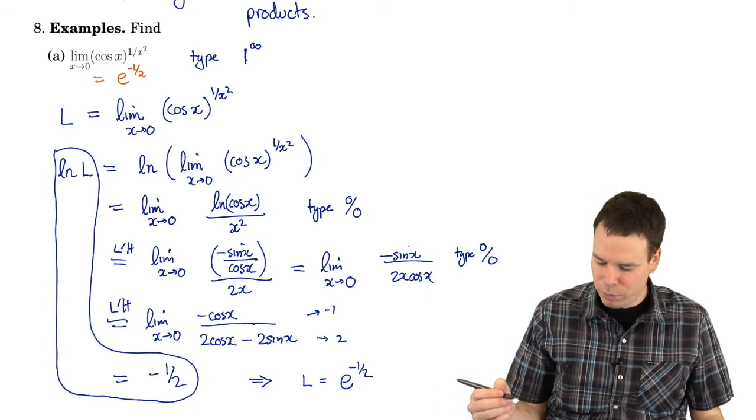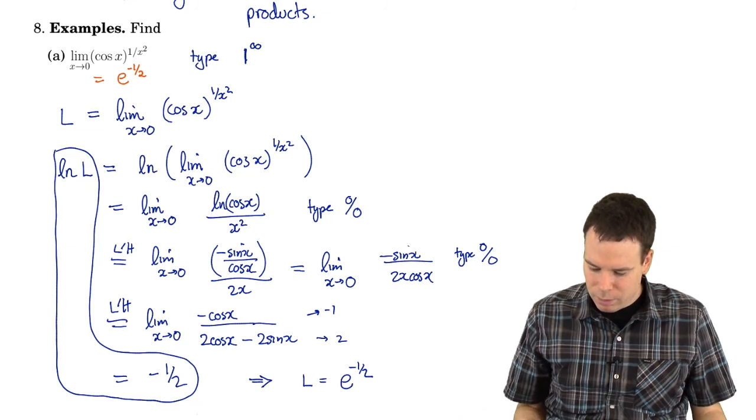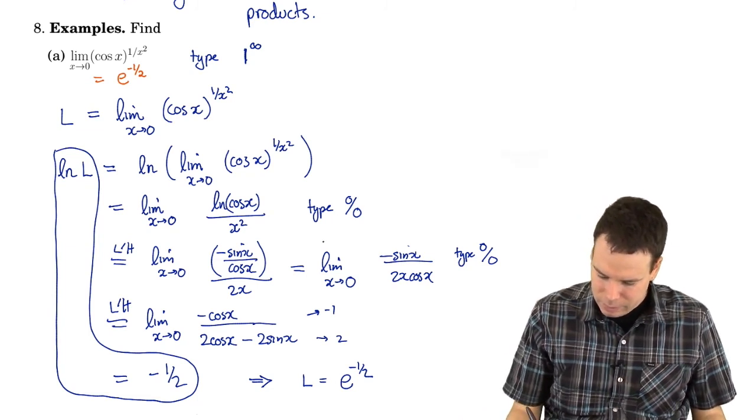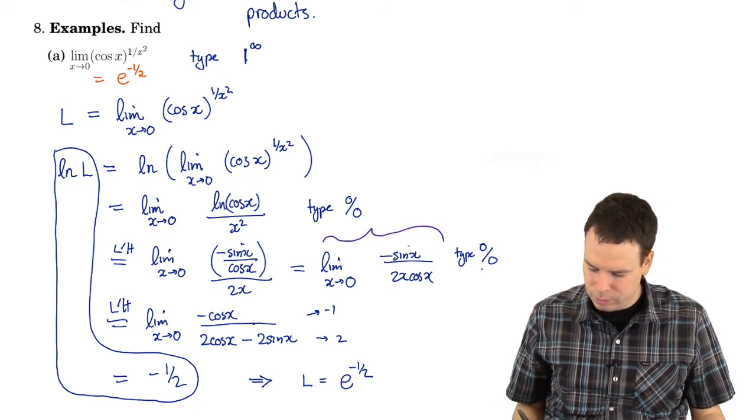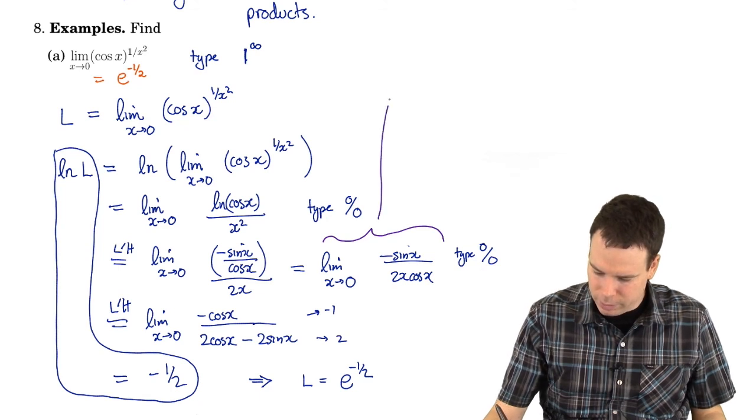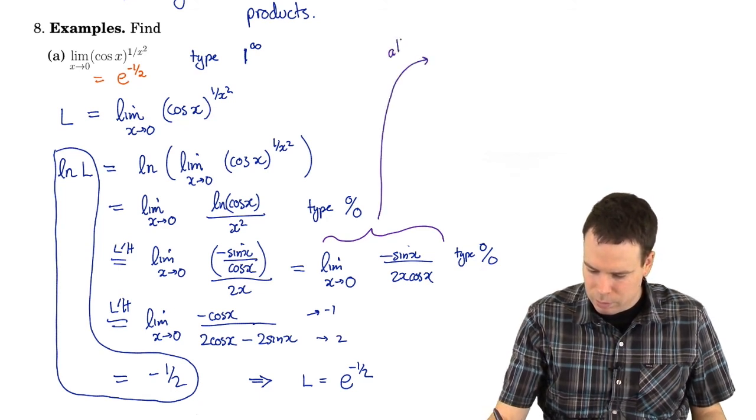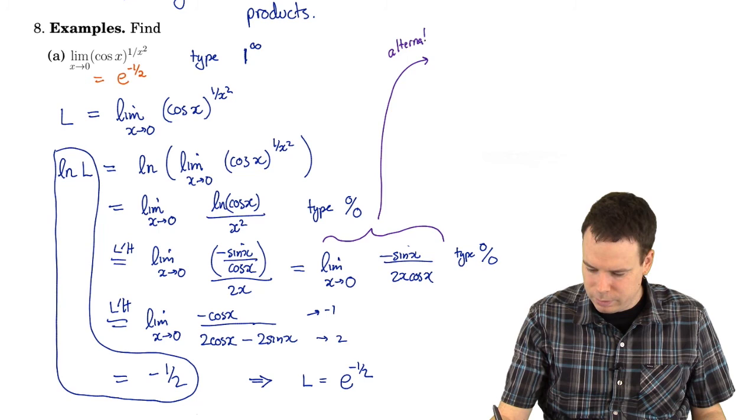At this stage, it might be worthwhile pointing out that although we used L'Hopital's rule twice here to get our result, this second one wasn't actually necessary. We could look at it in another way. So here's an alternate way to look at that second limit.